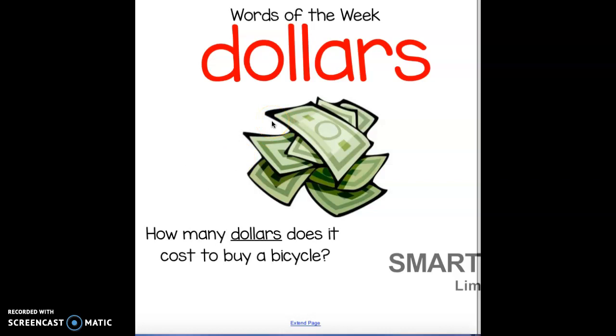Dollars, fingers up, dollars. D-O-L-L-A-R-S, dollars. Again, dollars. D-O-L-L-A-R-S, dollars. Eyes closed. Dollars. D-O-L-L-A-R-S, dollars. How many dollars does it cost to buy a bicycle?